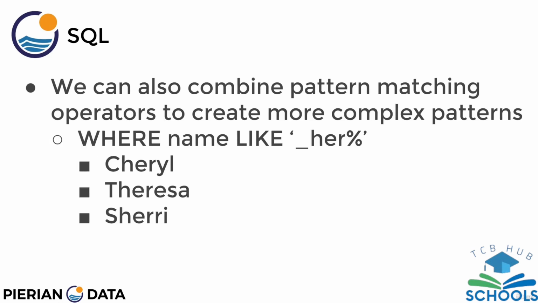Now what's nice about this is then we can begin to combine pattern matching operators to create more complex patterns. So take a look at this example where we say where name like '_HER%'. So if we think about what this is actually asking for, this is returning back, and we've color coded it here, a single wildcard space for the first letter. And then after HER, any sequence or any number of characters can occur. So here we have Cheryl, which starts with a single C, then HER, and then has 2 characters after that.